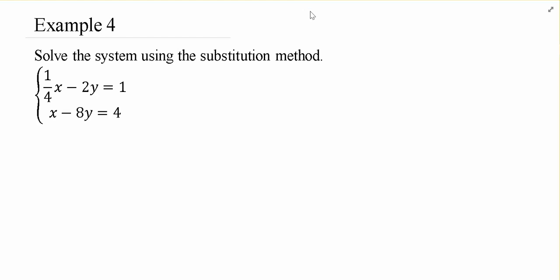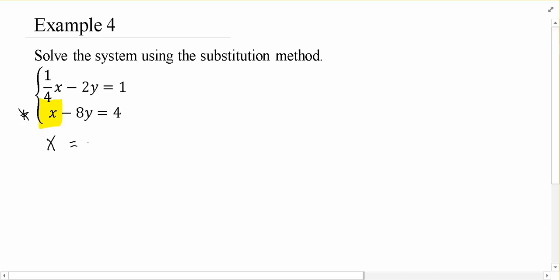All right, so here's example 4. With example 4 here, we're again looking for a variable that has a coefficient of 1 or -1. So I do notice a variable that has a coefficient of 1 right there. So that's what we're going to solve for. We're going to solve for the x in the second equation. Pretty easy to solve for. We're just going to add the 8y to the other side. That gives us 8y plus 4.